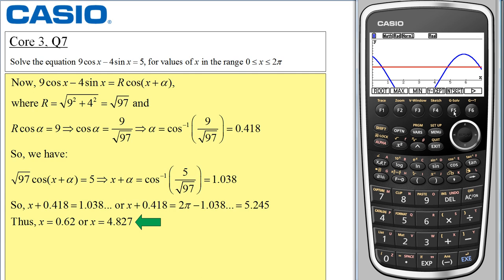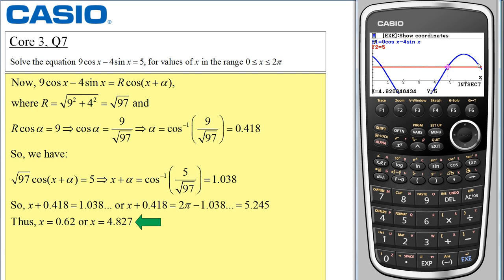Okay, so F5 for intersect, and the first point you can see is 0.620 and so on radians, and that corresponds to this solution here. And the next one is 4.826 and so on. That's 4.827 to 3 decimal places, and that corresponds to this one here.